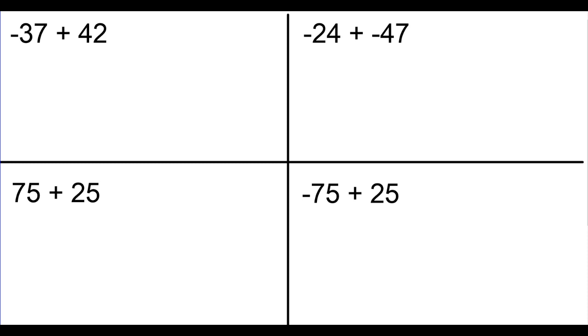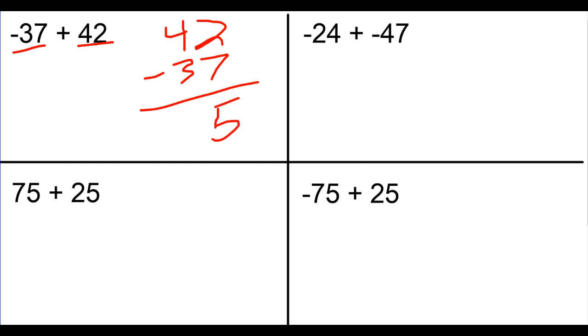So starting up in the upper left-hand corner, we have different signs, a positive and a negative. So they're going to cancel each other out, move in opposite directions, play that tug-of-war. So we're going to subtract their absolute values. And since the absolute value of a negative number is the number of steps we're taking in the negative direction, 42 minus 37 is 5. 42 is larger, which means we take more steps in the positive direction, so we end up with a positive 5.